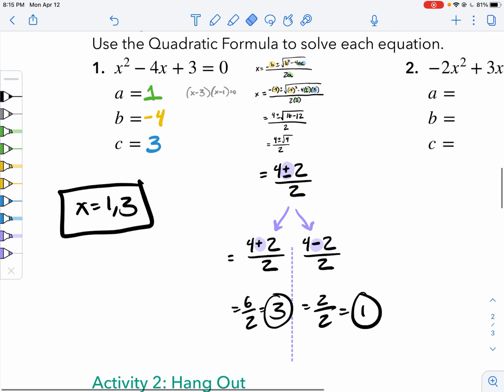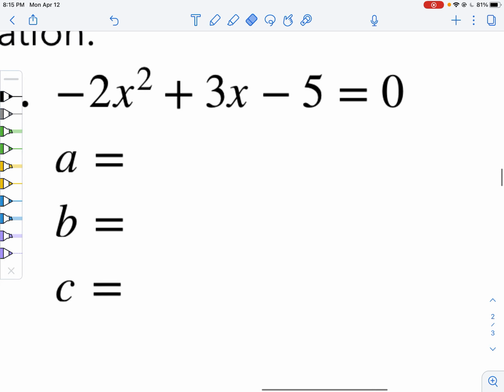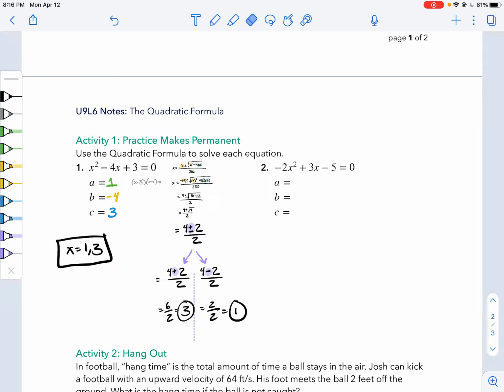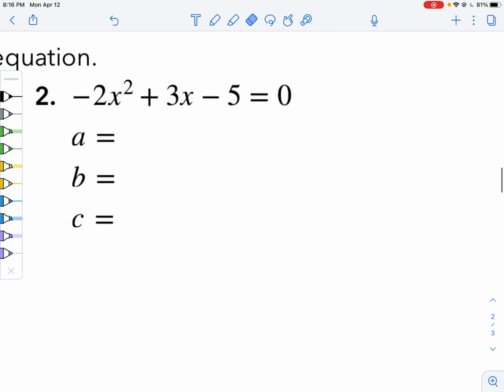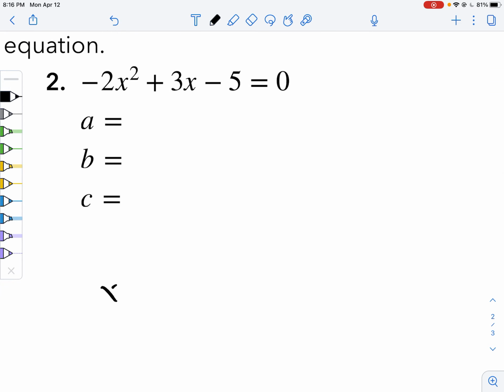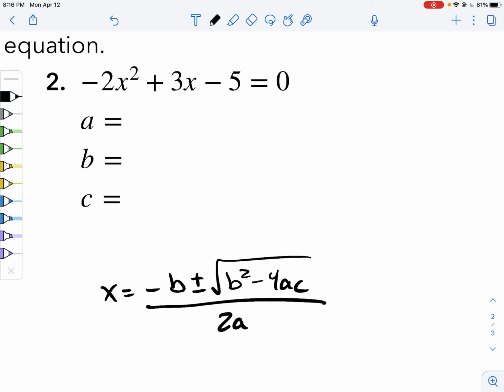However, it's not always that simple, because look at this one. This one is hard to factor. So let's use the quadratic formula. Remember, the quadratic formula says x equals negative b plus or minus the square root of b squared minus 4ac, all over 2a. What is a here? A is negative 2. B is a positive 3. And C is a negative 5.